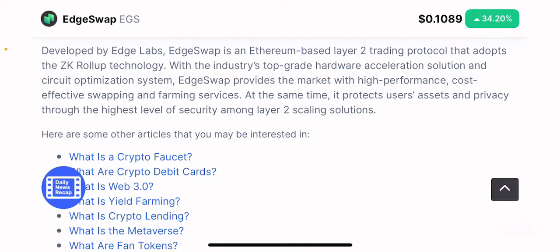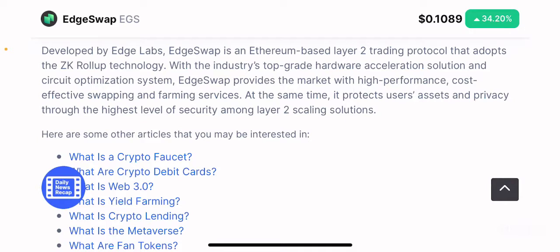So when it comes to the grade of their platform, they're using the industry's top grade hardware acceleration solution, which accelerates the trading experience much more, and also circuit optimization systems to optimize the trading solution even further. And they basically provide the market with high performance, cost effective swapping and farming services.